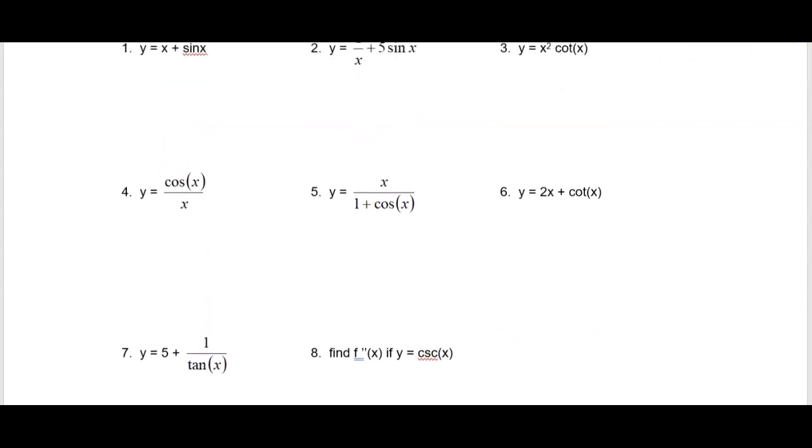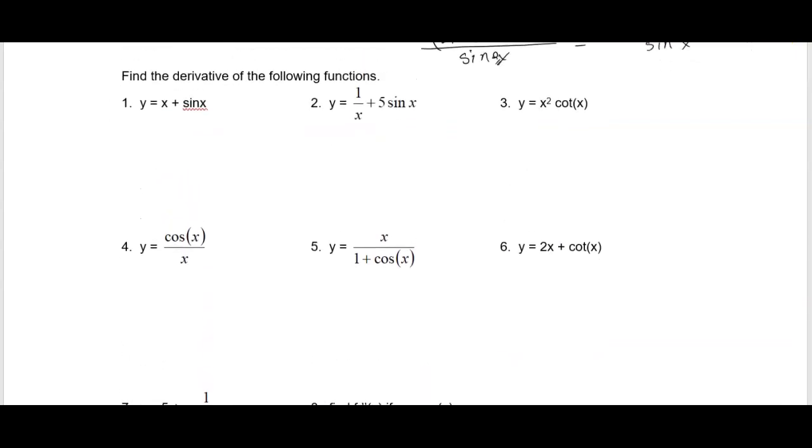So you can see not a ton of problems here. We'll just work our way through these. These are actually really quick. All I want you to do is find your derivative. Some of these are old rules. The derivative of x, we would have already known as a 1. And we now know the derivative of sine of x is a cosine of x. And that's it.